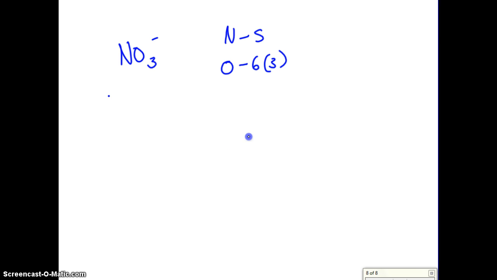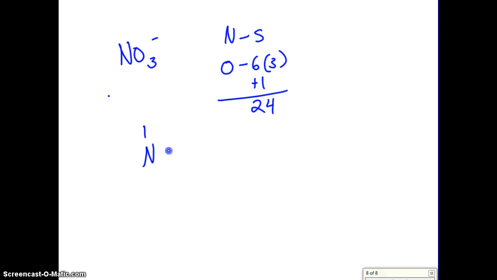Well, first off, if you get an odd number for one of these, that probably means we did something wrong. Well, remember this negative means there's an extra valence electron. So instead of 23, we actually have 24 valence electrons total in this structure. So we'll go from there.